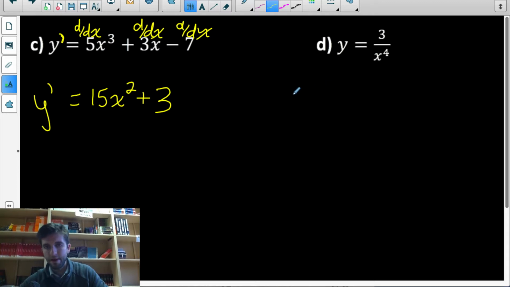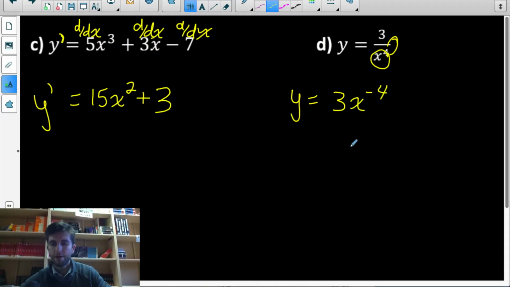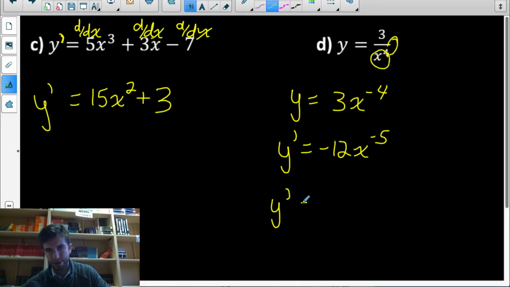How about part D? It would probably help if I rewrote this one by bringing this power up to the numerator. That way I can just use power rule instead of having to do quotient rule. So it becomes 3x to the negative 4. And now I can use power rule by multiplying the exponent by the coefficient, getting -12, and reducing the exponent by 1 becomes -5. And any final answer should not have a negative exponent in it. So bring that power back to the denominator, it changes the sign of the exponent, makes it x to the positive 5.